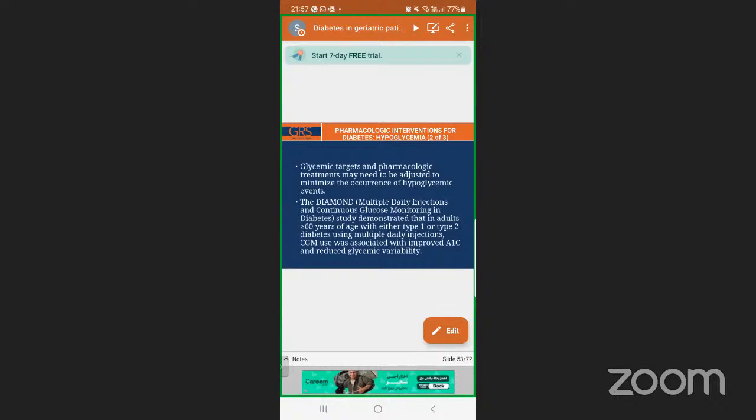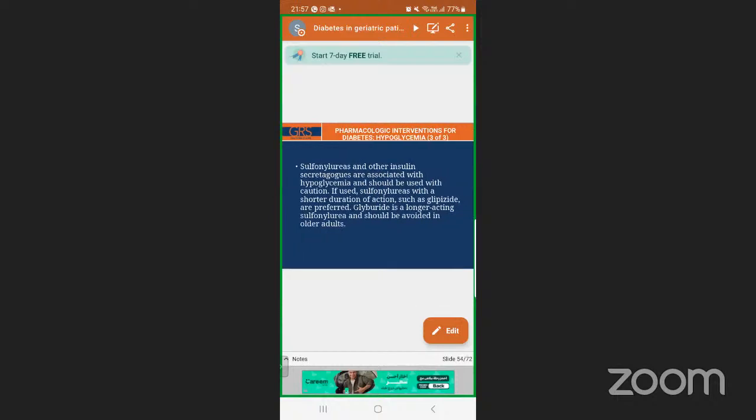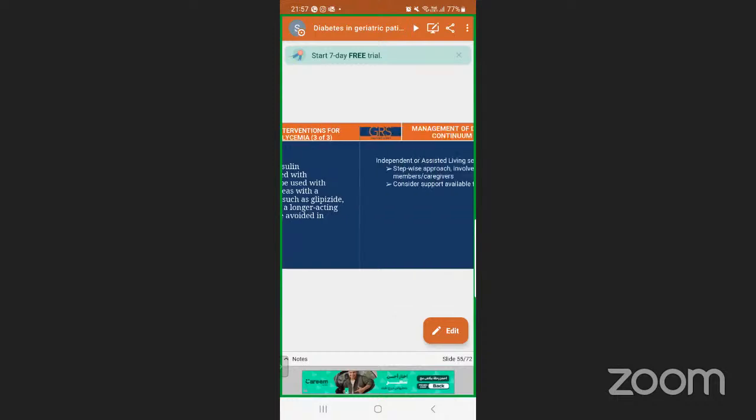Sulfonylurea in particular and other insulin secretagogues are associated with increased risk of hypoglycemia and should be used with caution. If used, a sulfonylurea with shorter duration of action is preferred, such as glipizide, while glyburide, which is a longer-acting sulfonylurea, should be avoided in older adults.